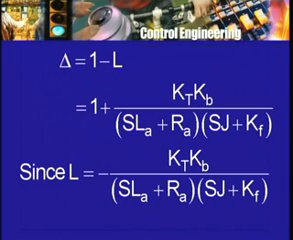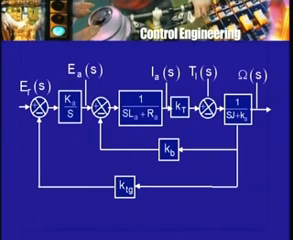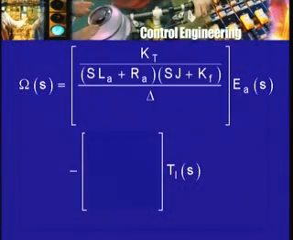So this is delta. I'll write it here as the common denominator delta for both the transmittances. And now the two separate numerators. In the case of Ea, the forward path is from Ea through this 1 over (sLa plus Ra), Kt, through the other transfer function to omega, going with a positive sign. Now that will be multiplied by what remains of delta, but this forward path touches the loop, therefore delta for the numerator is only 1, and therefore I simply have Kt divided by (sLa plus Ra) into (sJ plus Kf).